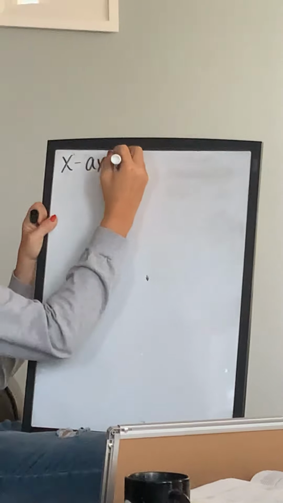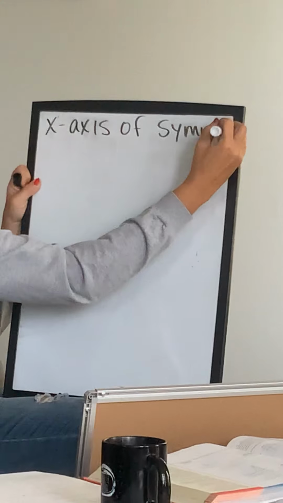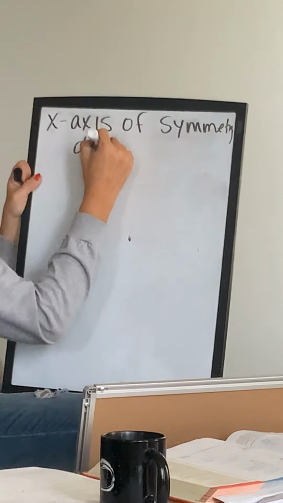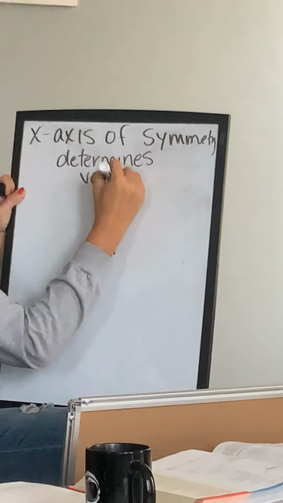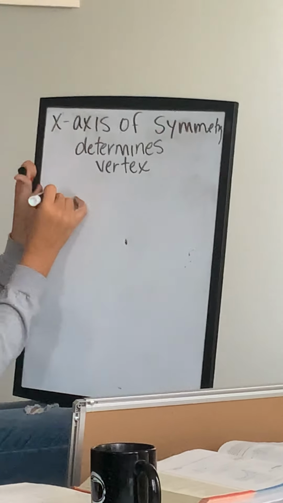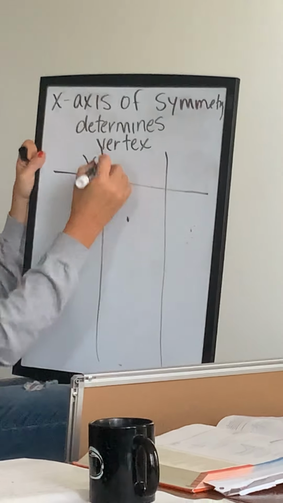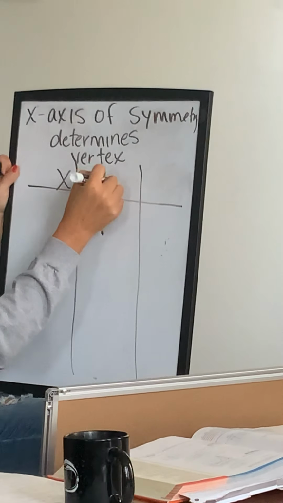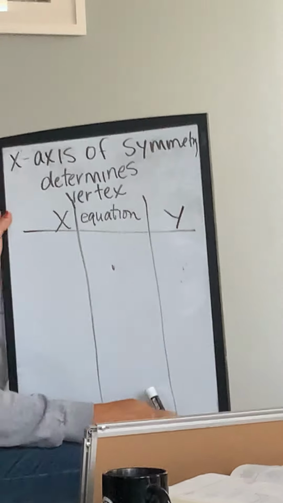Okay, so once we have our x-axis of symmetry, that determines our vertex, right? We input for x to get y. So you can make your table of values from that. X, and then you'll put your equation, substituting in for x to determine y. Okay, this is how it will look tomorrow.